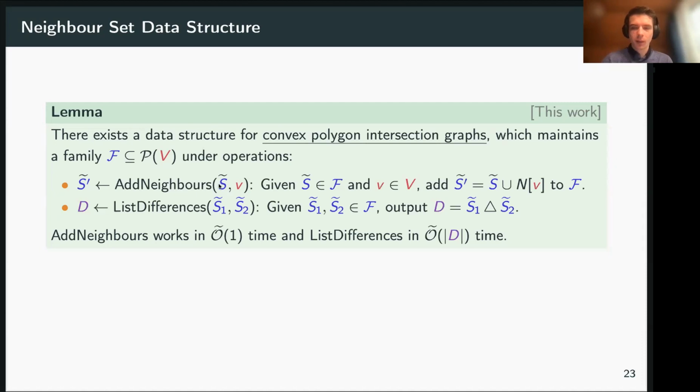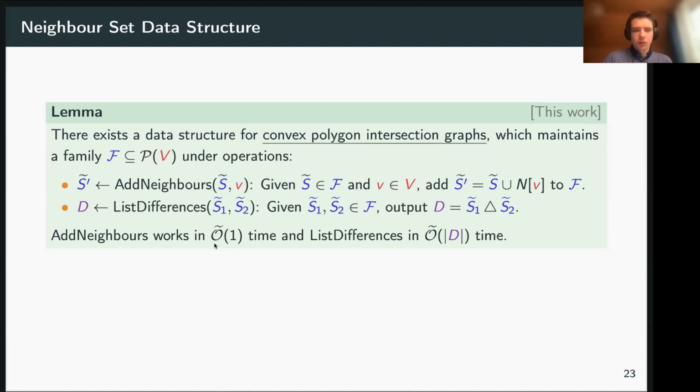So if we have this data structure representation for a vertex set S, then we don't want to destroy it, but to return a new representative from the data structure that represents this new set extended by the neighborhood of V. The second operation is listing differences. We are given two representatives in the data structure of two vertex subsets, and we want to quickly list all vertices that are in the symmetric difference of them, so all vertices that are only in one of these sets. We'll use this exactly to compute this compressed encoding quickly.